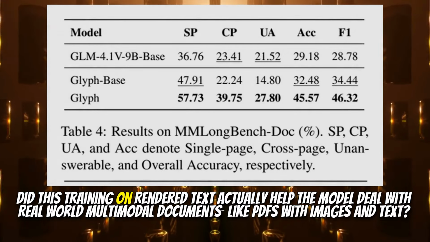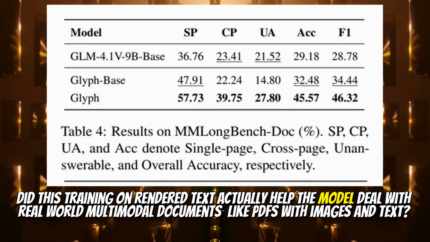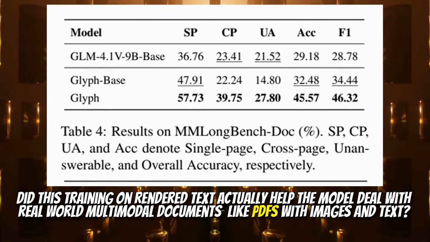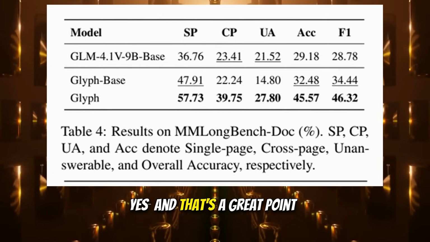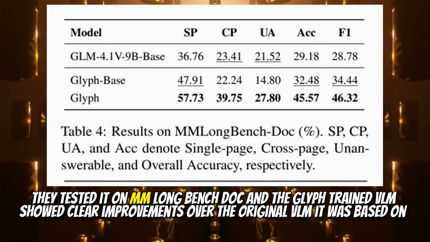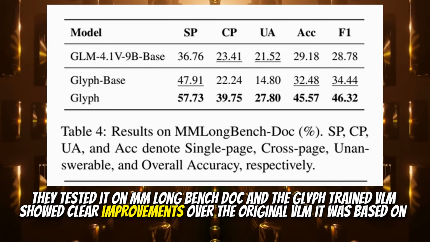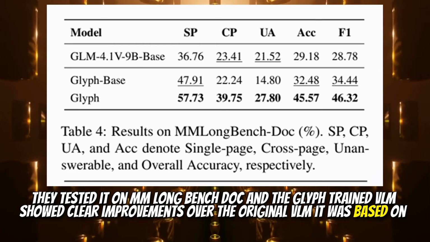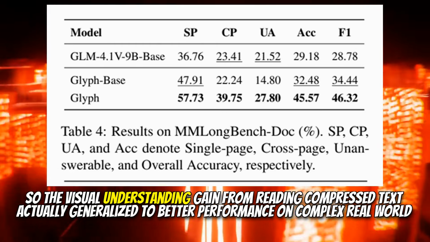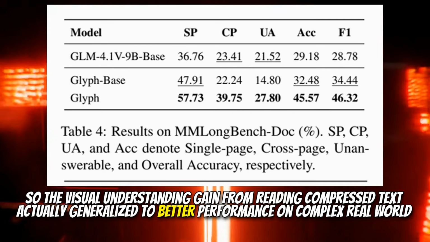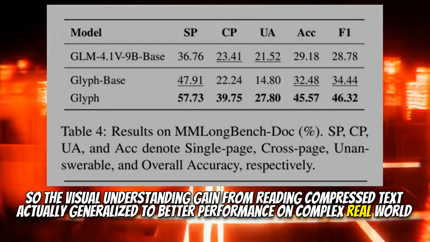Did this training on rendered text actually help the model deal with real-world multimodal documents, like PDFs with images and text? Yes, and that's a great point. They tested it on LongBench Doc, and the Glyph-trained VLM showed clear improvements over the original VLM it was based on. So the visual understanding gain from reading compressed text actually generalized to better performance on complex real-world documents.